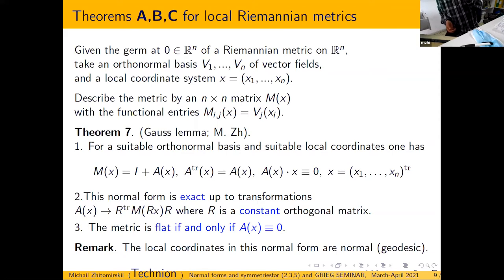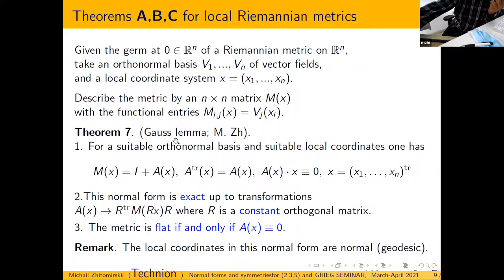So now my object is a local germ at the origin of R^n of a Riemannian metric. And I describe it by an n by n matrix whose entries are functions. For that, I take any orthonormal basis for the Riemannian metric, its vector fields V1, ..., Vn, and I take any local coordinate system. Then I have this matrix. How do I construct it? It's an n by n matrix. I express each of these vector fields in these local coordinates and write it as a column of this matrix. I obtain in this way an n by n matrix.